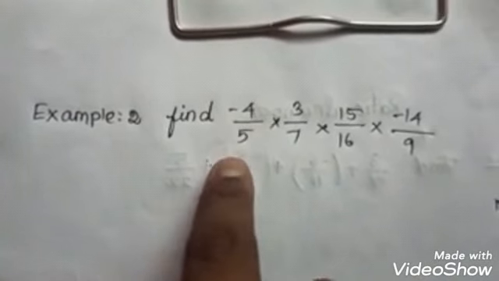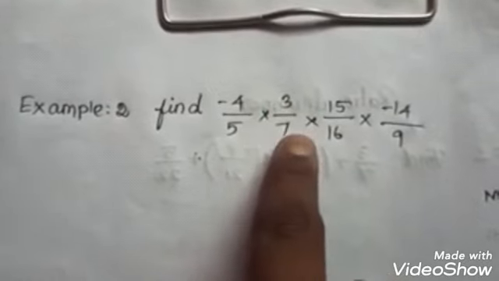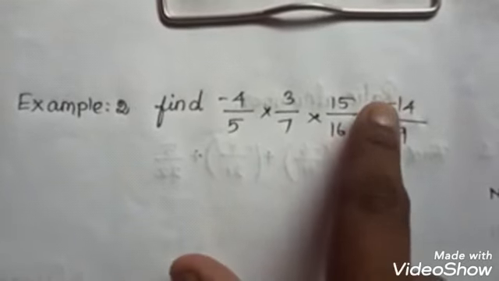Find minus 4 by 5 into 3 by 7 into 15 by 16 into minus 14 by 9.